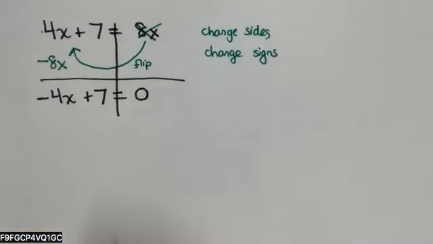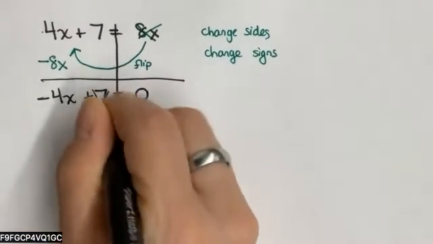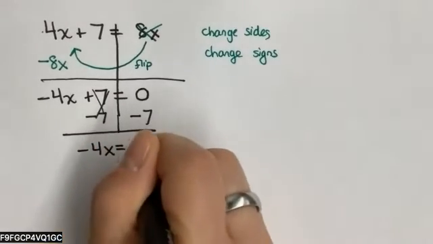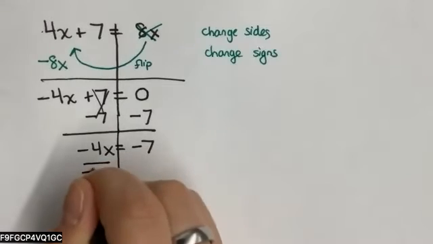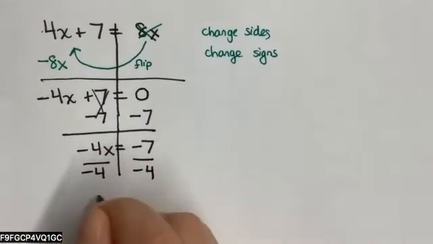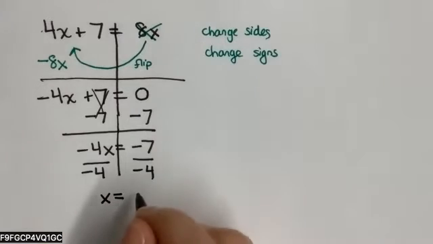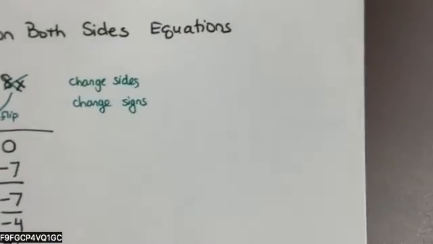So now let's solve. To get rid of plus 7, I'm going to do minus 7. 0 minus 7 is negative 7. To get rid of that times negative 4, I'm going to divide by negative 4. And then in my calculator, I'm going to math enter that, and it gives me 7/4. And there we go. Don't be afraid of the number 0. It's totally cool if you get it.